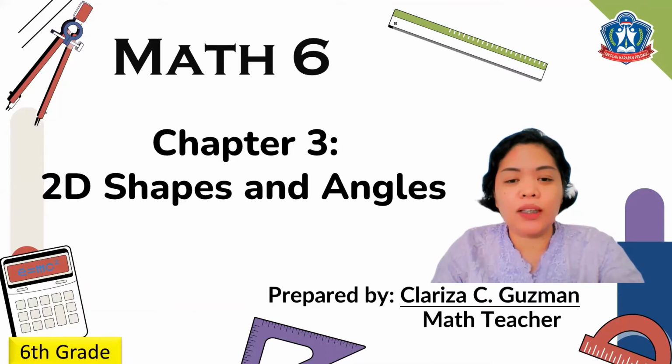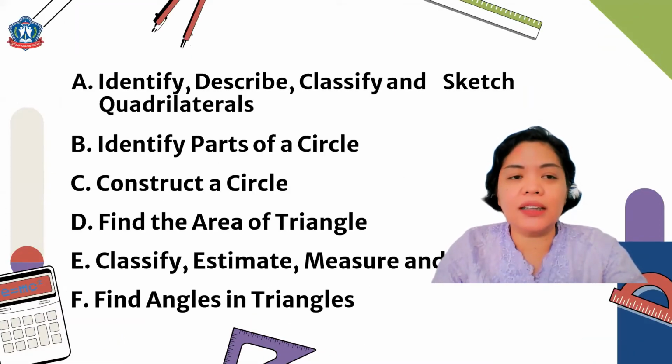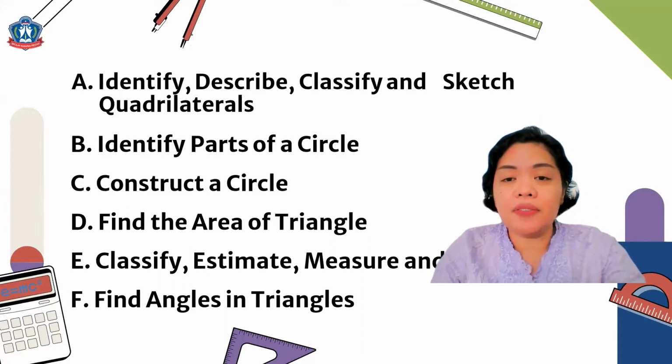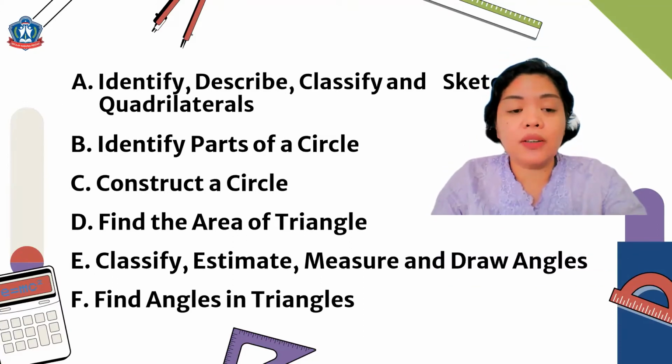In this video, you will learn Chapter 3, 2D shapes and angles. In this chapter, you will learn 6 lessons. We have Lesson A, Identify, Describe, Classify and Sketch Quadrilaterals. Lesson B, Identify parts of a circle. Lesson C, Construct a circle. Lesson D, Find the area of a triangle. Lesson E, Classify, Estimate, Measure, and Draw angles. And Lesson F, Find angles in triangles.